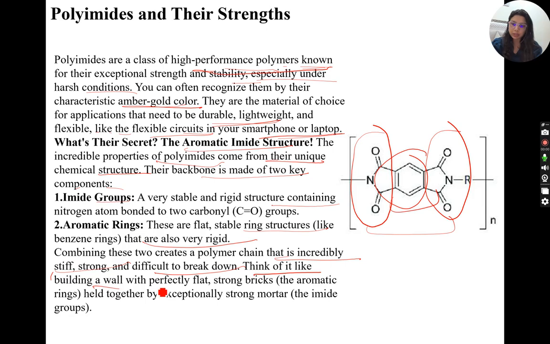Think of it like building a wall with perfectly flat, strong bricks held together by exceptionally strong mortar, the imide group. So it's like this. These make the structure of bricks, and these groups connected to them make a very stable structure that holds together. And because of the structure of this imide, they can be used as very high performance polymers.